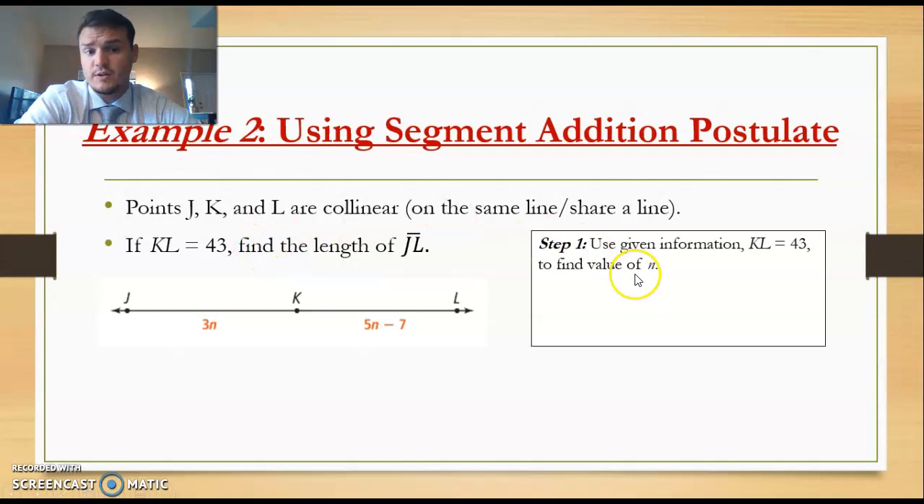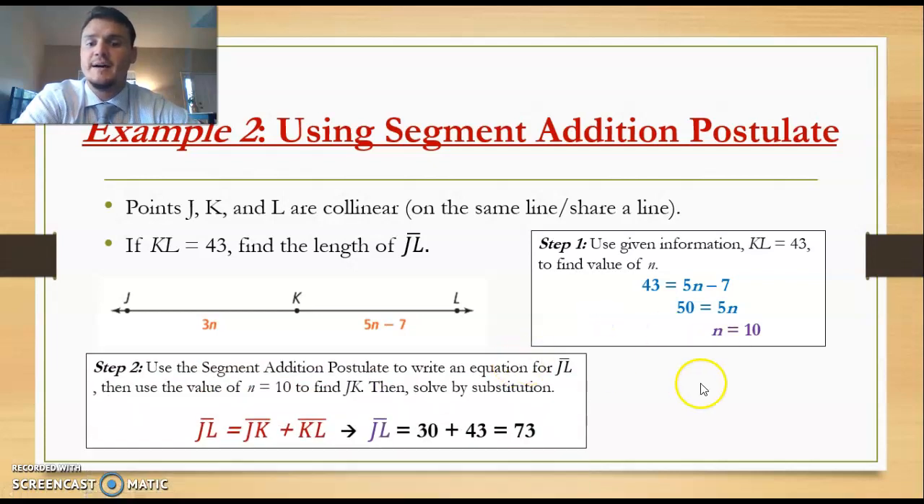KL is 43, so we can say that this KL, 43, is equal to this expression, because we know the length of it is 43, but it should also be equal to whatever this expression is. So that's the setup here: 43 equals 5n minus 7. We can solve this equation to figure out what n should be. Add 7 to both sides to get 50 equals 5n, and then divide by 5 to get n equals 10.